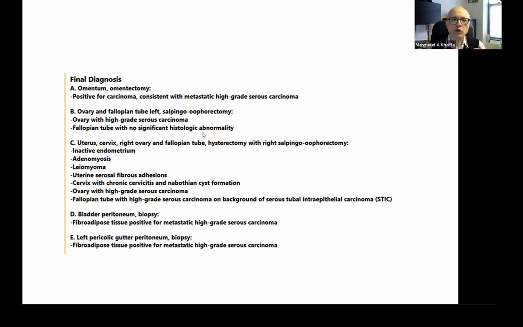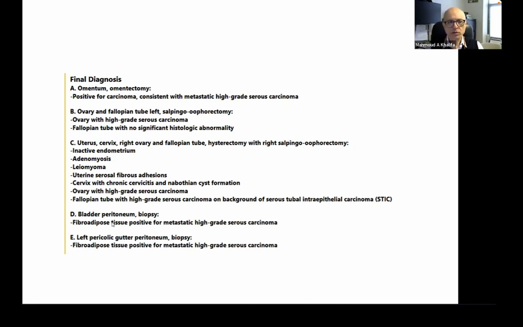But look at the fallopian tube. The fallopian tube on the left had no significant histologic abnormality. Now they did the hysterectomy with the right salpingo-oophorectomy. Look at the right ovary. The right ovary also has high-grade serous carcinoma, and the right fallopian tube had STIC and had serous carcinoma. So where do you think this tumor started? This tumor started on the right fallopian tube, invaded the fallopian tube, invaded the ovary on this side, metastasized to the ovary on the other side, and metastasized to the omentum.